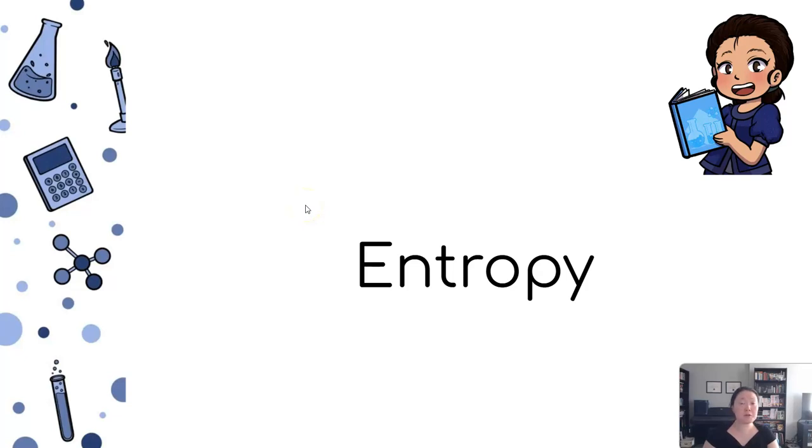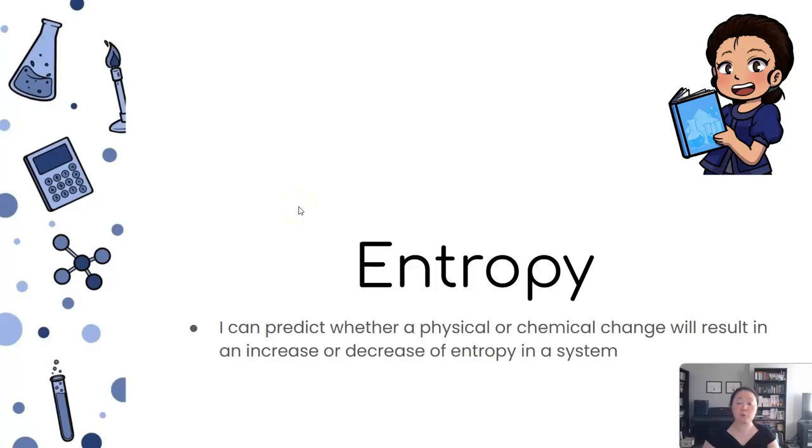By the end of this lesson, you should be able to predict whether a physical or chemical change will result in an increase or decrease of entropy in a system, and calculate entropy changes using standard entropy values.